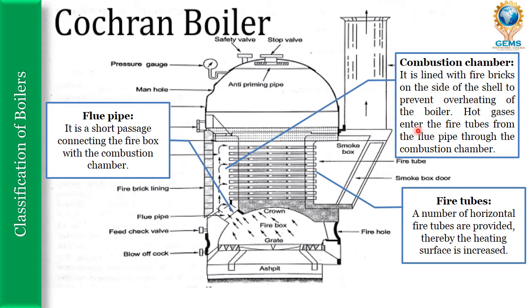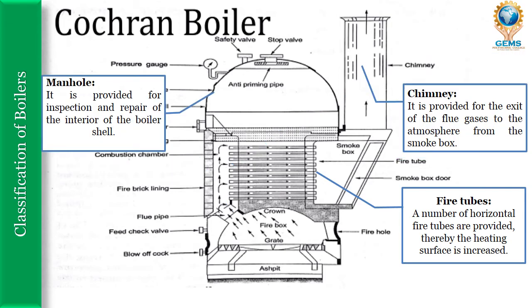The hot gases enter the fire tubes from the flue pipe through the combustion chamber. So this is the fire tube. A number of horizontal fire tubes are provided, thereby the heating surface is increased. We are giving more fire tubes so that there will be more surface for heating.